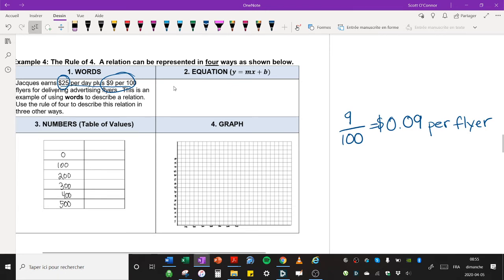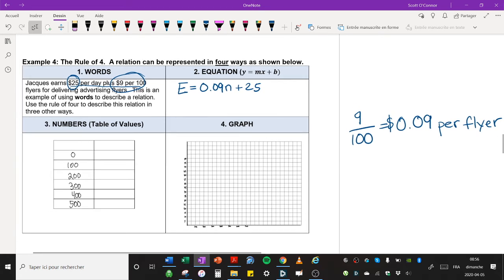So if I write my equation here, we're doing earnings is the dependent variable. That's what we're trying to calculate. 0.09, because 9 cents per flyer. We can do N for the number of flyers that he is delivering, plus 25. And we have our equation here.